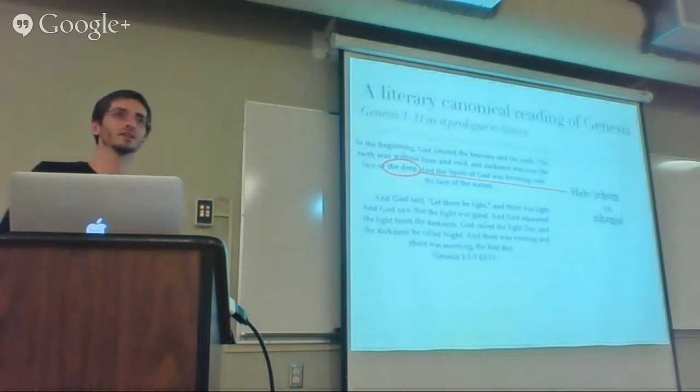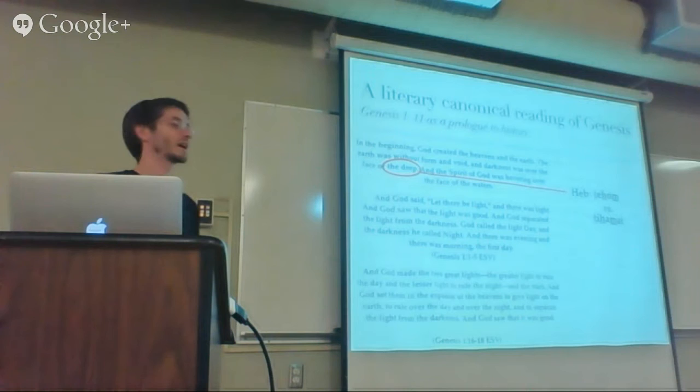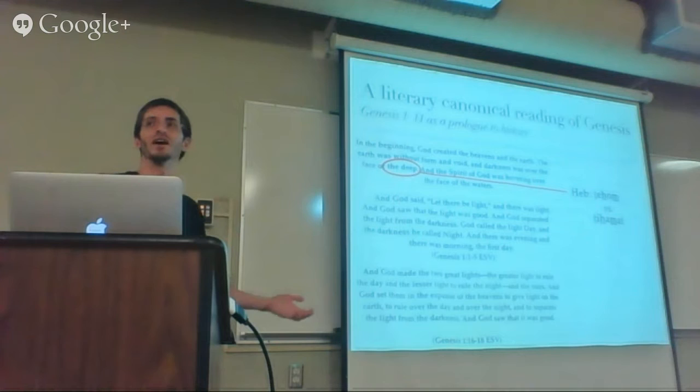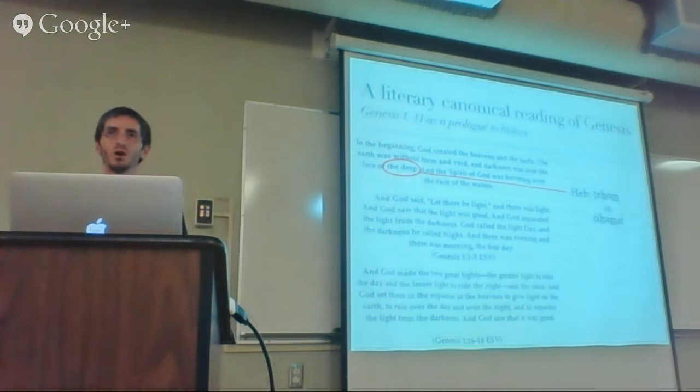Later in the chapter, we see the sun and the moon don't have proper names. They're called the lesser light and the greater light. Why? Because they're not deities for mankind to serve. On the contrary, they're set there to serve mankind. So Genesis is written like mythology. It echoes some well-known mythologies, but it's almost completely been stripped of its mythological character.